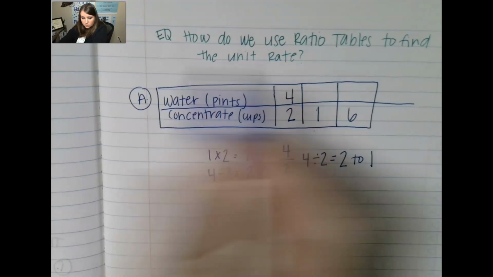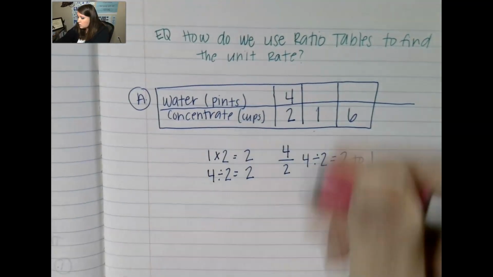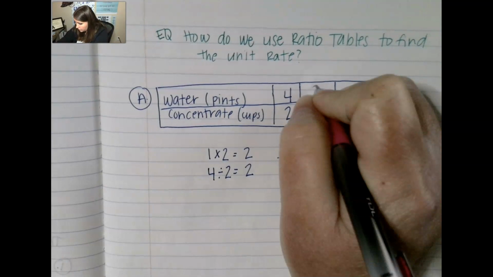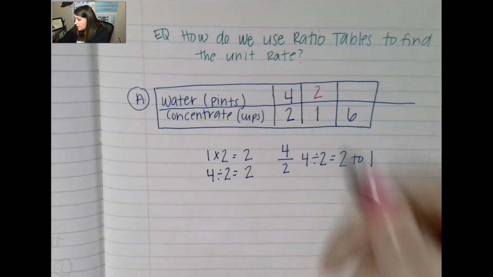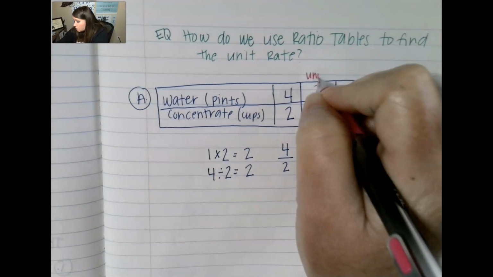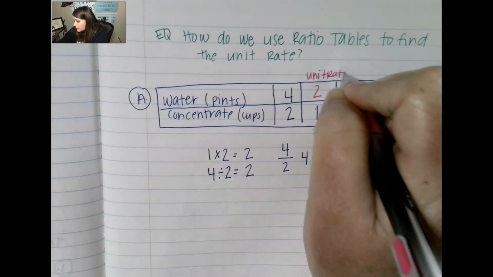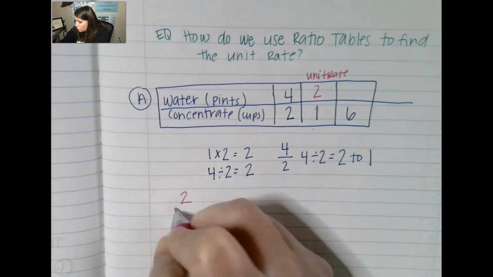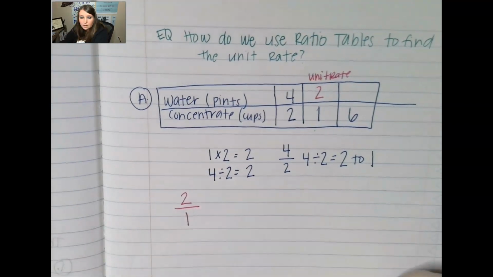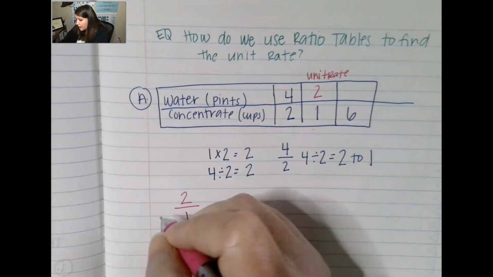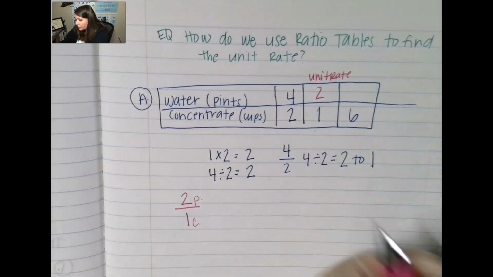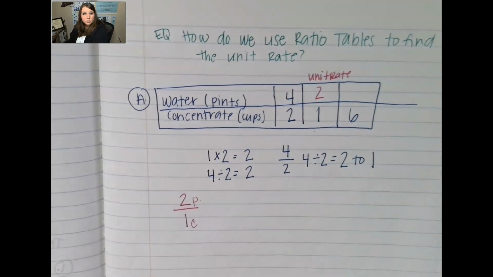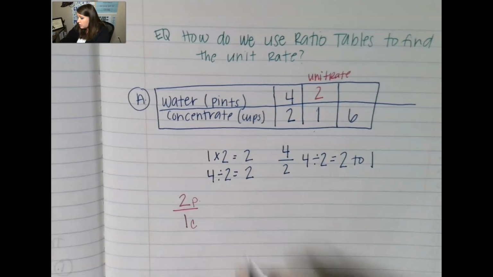So in this box right here, my first one is going to be 2. So in order for me to use this right here, this is my unit rate. And this is my unit rate because it's 2 over 1. I have 2 pints for every 1 cup. I can use this now to create an equivalent fraction or an equivalent ratio.